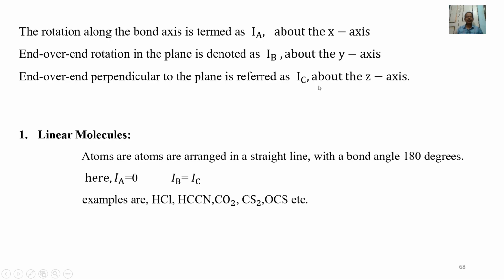Now we will look into the linear molecules. Atoms are arranged in a straight line with the bond angle 180 degrees. Here IA equals 0, IB equals IC. The examples are hydrogen chloride, HCl, CO2, CS2, carbon oxysulfide, and so on.